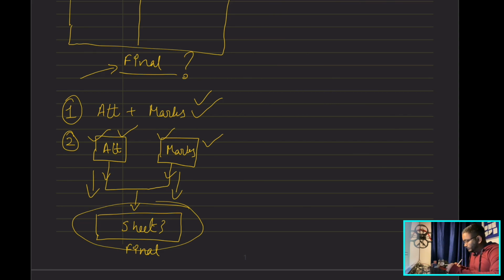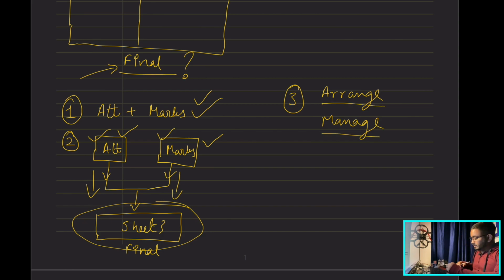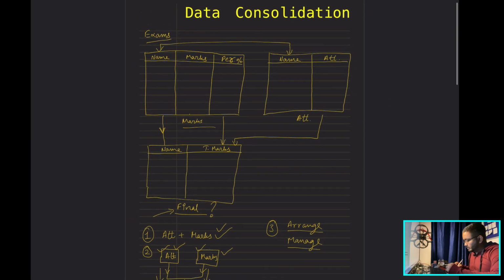Now, what if I tell you there is a third option which you can use to arrange your data individually so that it can be well arranged, and also it will be easy to manage. The third option you can have using this tool, which is called data consolidation. Now, as we have the basic and theoretical understanding of data consolidation in spreadsheets, now let us move on to practical implementation of data consolidation.